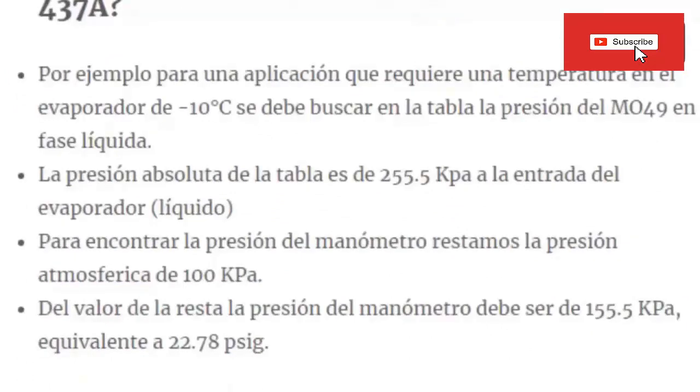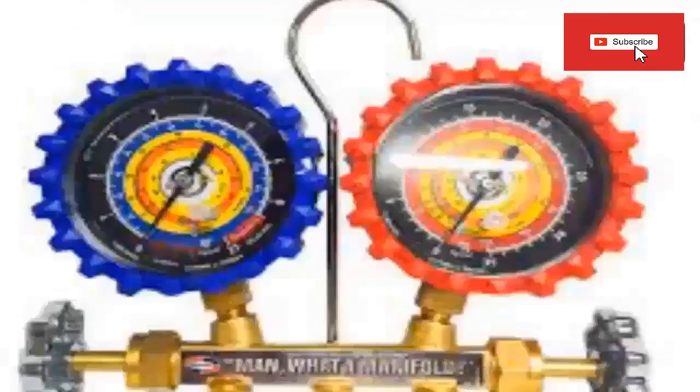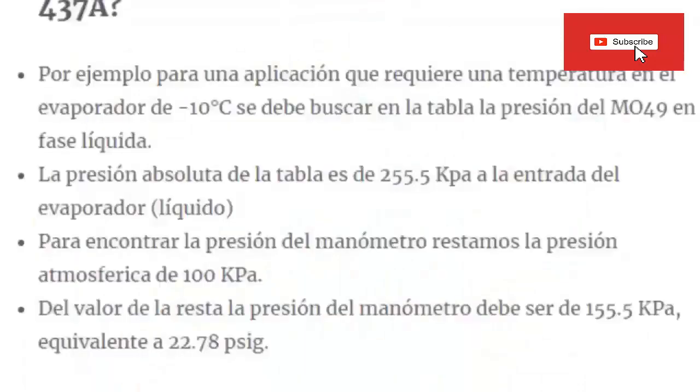To find the gauge pressure, we subtract the atmospheric pressure of 100 kPa. From the value of the subtraction, it is obtained that the manometer pressure should be 155.5 kilopascals, equivalent to 22.78 psi.